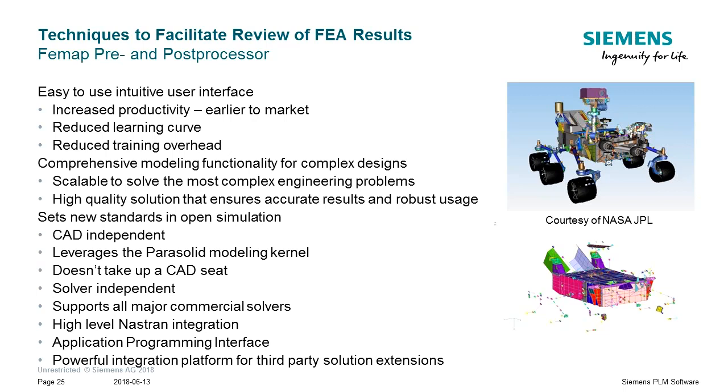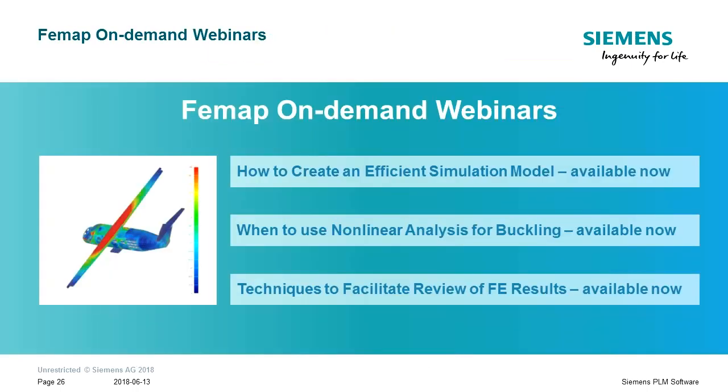One other point to mention is that FEMAP has a very powerful application programming interface that can be used to automate simulation processes and integrate third-party solutions. This webinar is the third in a set of 3. The other 2 webinars are still available, and you can catch up with them and view them if you missed them earlier. They are how to create an efficient simulation model and when to use nonlinear analysis for buckling.